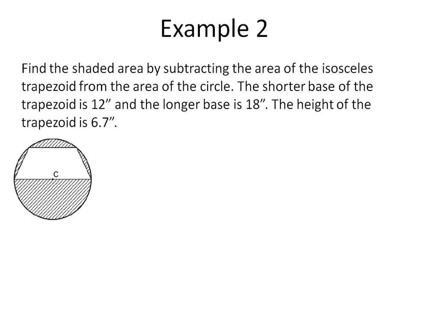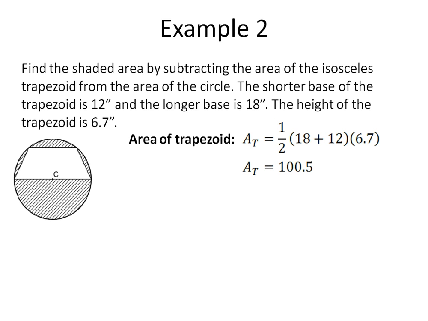So we got to find the area of the trapezoid to subtract that from the area of the circle, which is larger in this case. So the area of the trapezoid, if you remember, is 1/2 of the two bases added together times the height, which is 6.7 in this case. So that gives us an area of the trapezoid that is actually 100.5.